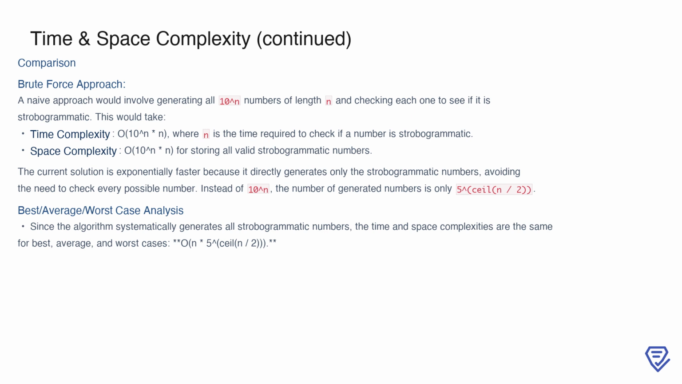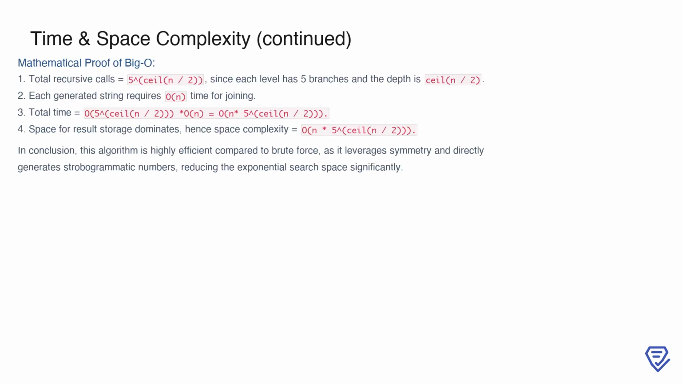Moreover, the systematic generation ensures that best, average, and worst-case scenarios all share the same complexity, making the performance consistent across all inputs. Finally, let's solidify our understanding with a mathematical proof of the algorithm's big O complexities. The total number of recursive calls is 5^ceil(n/2), as each level of recursion has 5 branches and the maximum depth is ceil(n/2).